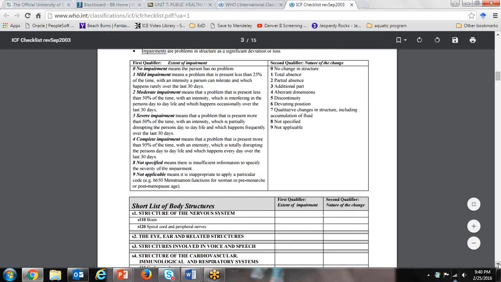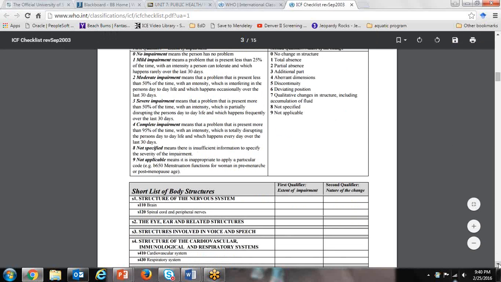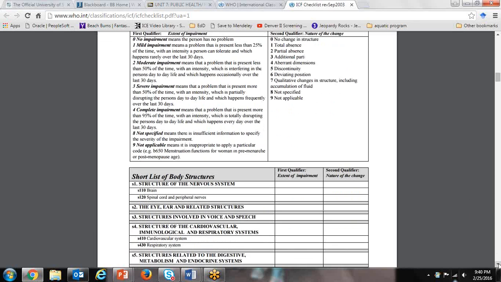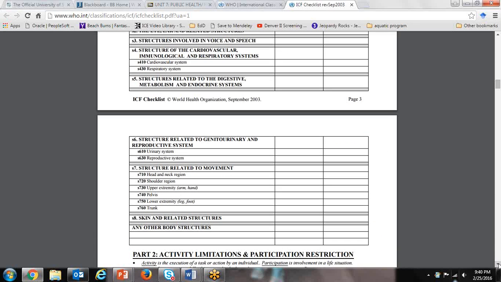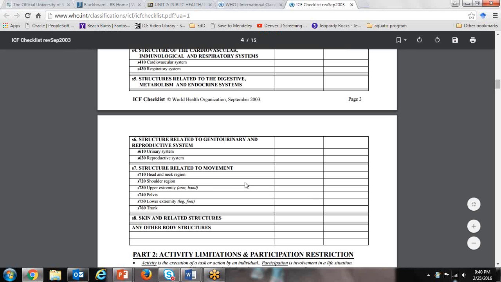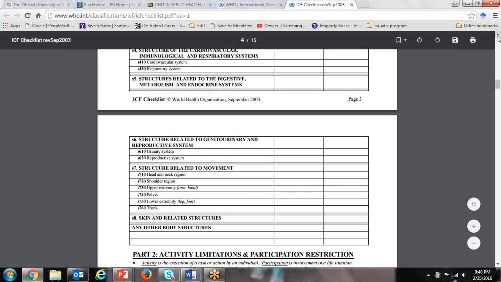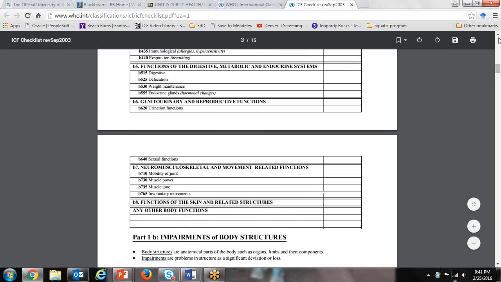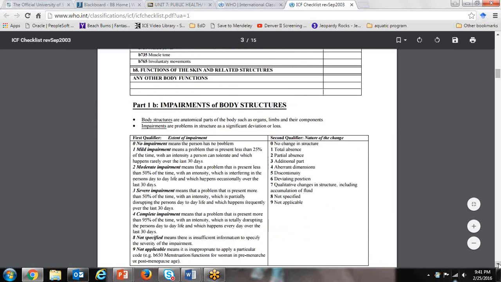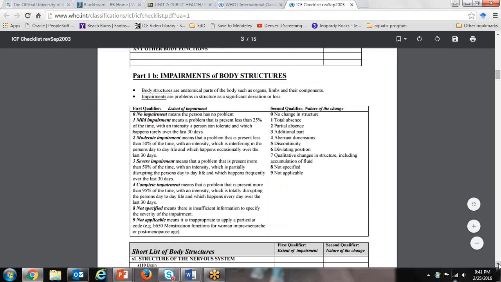So you go through and say there was an impairment of their, let's go with their structure related to movement, and we were talking about their lower extremity, and they had a foot amputation, a left foot amputation. So we'd come down to structure related to movement. The number for structure related to movement is S7. Lower foot or lower extremity is 50.